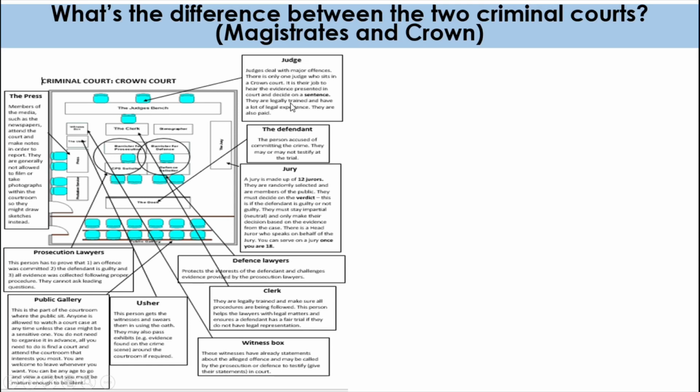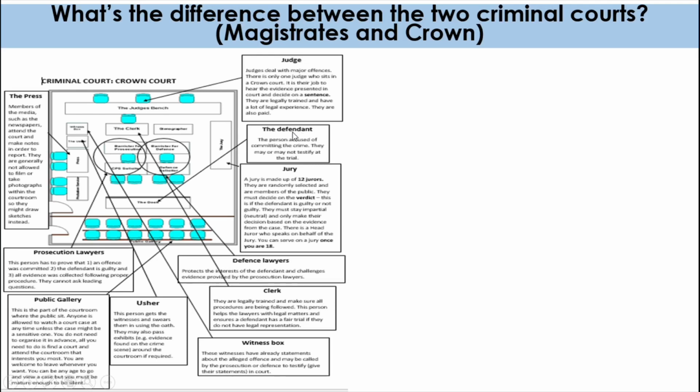They are legally trained and have a lot of legal experience. They are also paid. In the Crown Court, you'll also find a defendant. The defendant is the person accused of committing the crime. They may or may not testify at the trial. The reason why they're called a defendant is because they are defended in court.